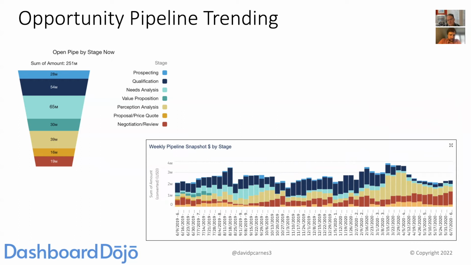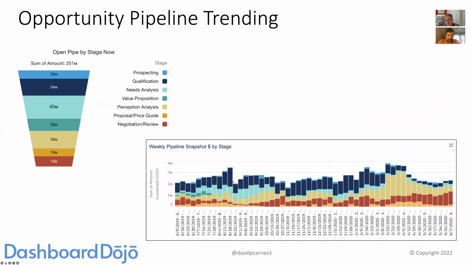So we could just create a report showing open pipeline and look at that, but we can also see, well, how does this week compare to last week and all the weeks before it? And we can do that with a reporting snapshot. So these don't look like funnels, but they are essentially the same thing.